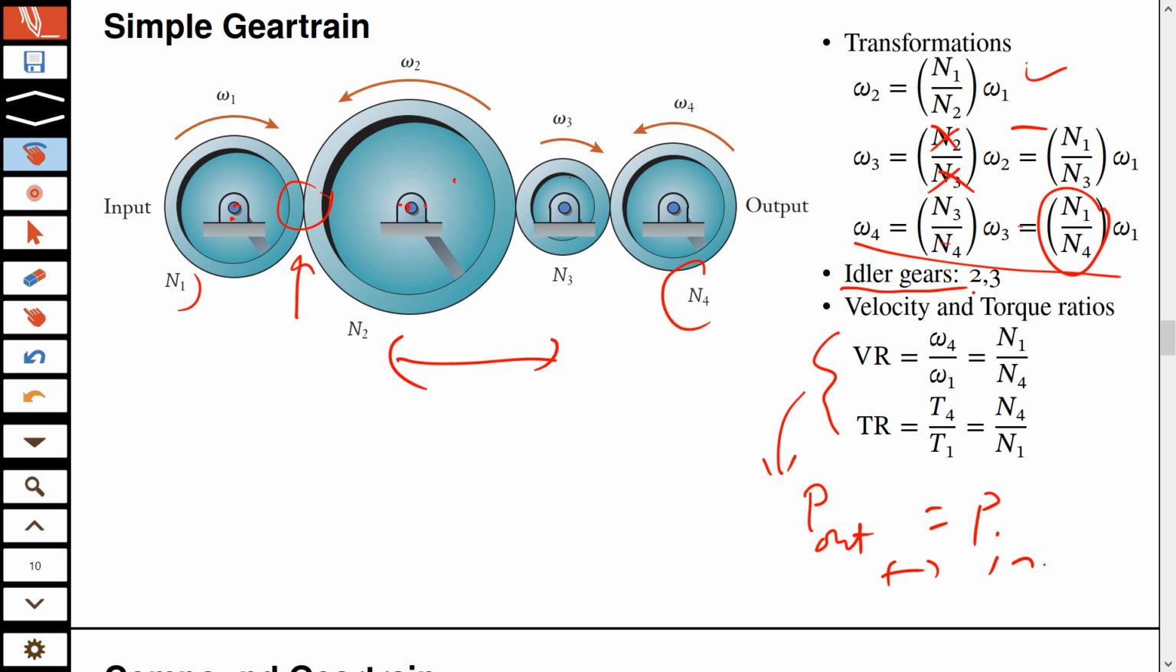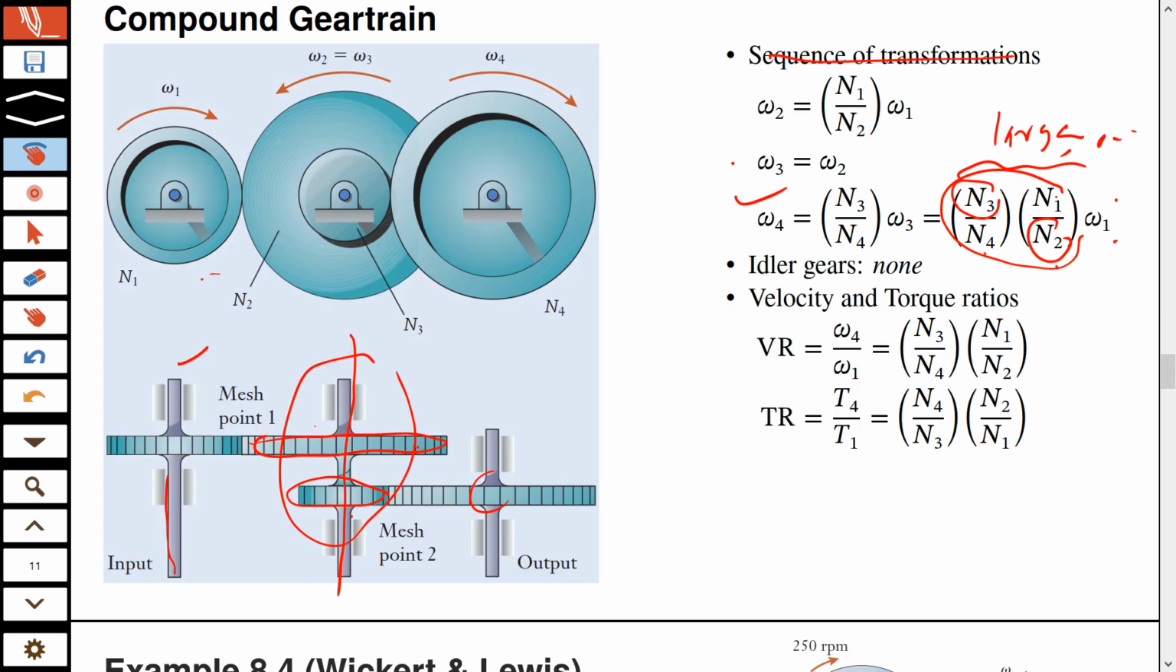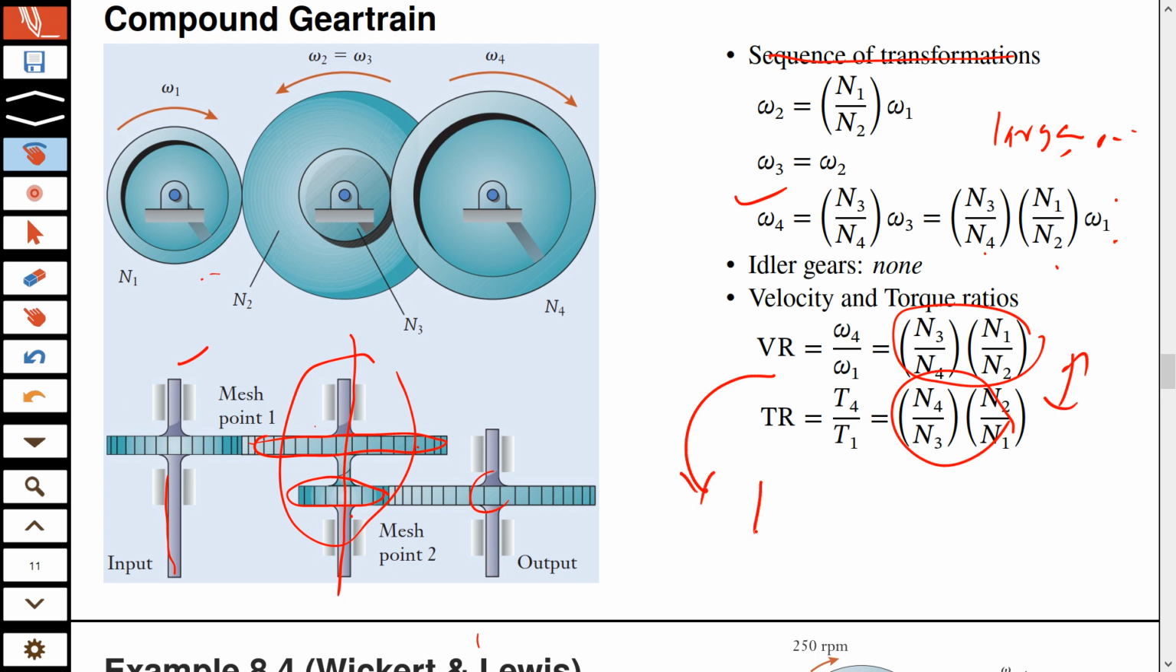That's why we call them idler gears. In this slide, there is no idler gear. All the gears have a role to play. Of course, these relationships can also be converted to velocity ratio and torque ratio. Even there, although you see some complication, velocity ratio and torque ratio are reciprocals of each other. So it's very easy, which simply means that if you combine these two, you can show that P input is equal to P output.